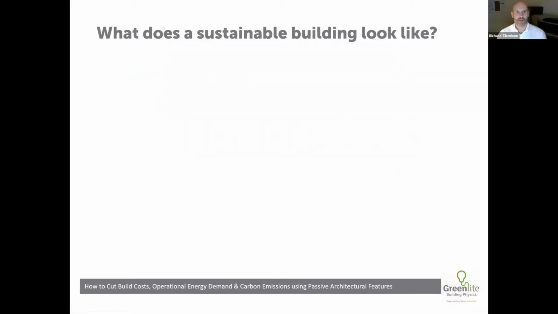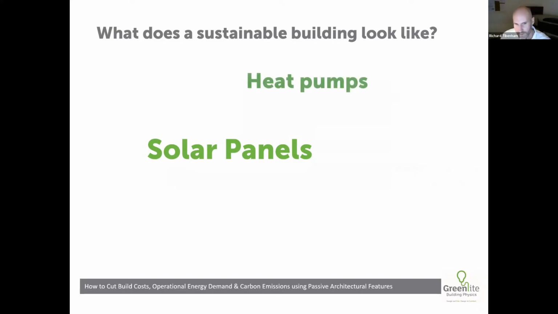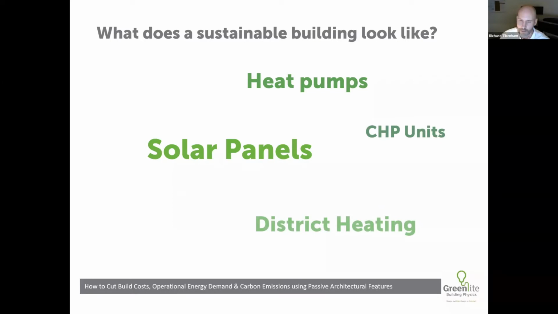So let's start with asking, what does a sustainable building look like? I think in most cases, the first thing that comes into most people's head when you talk about sustainability is solar panels. Perhaps the discussion may move on to heat pumps, CHP units, and district heating. Now, all four of those systems all have something in common, and that is that they're all energy generation systems. They don't do anything to reduce the energy demand of a building, but they produce clean energy.